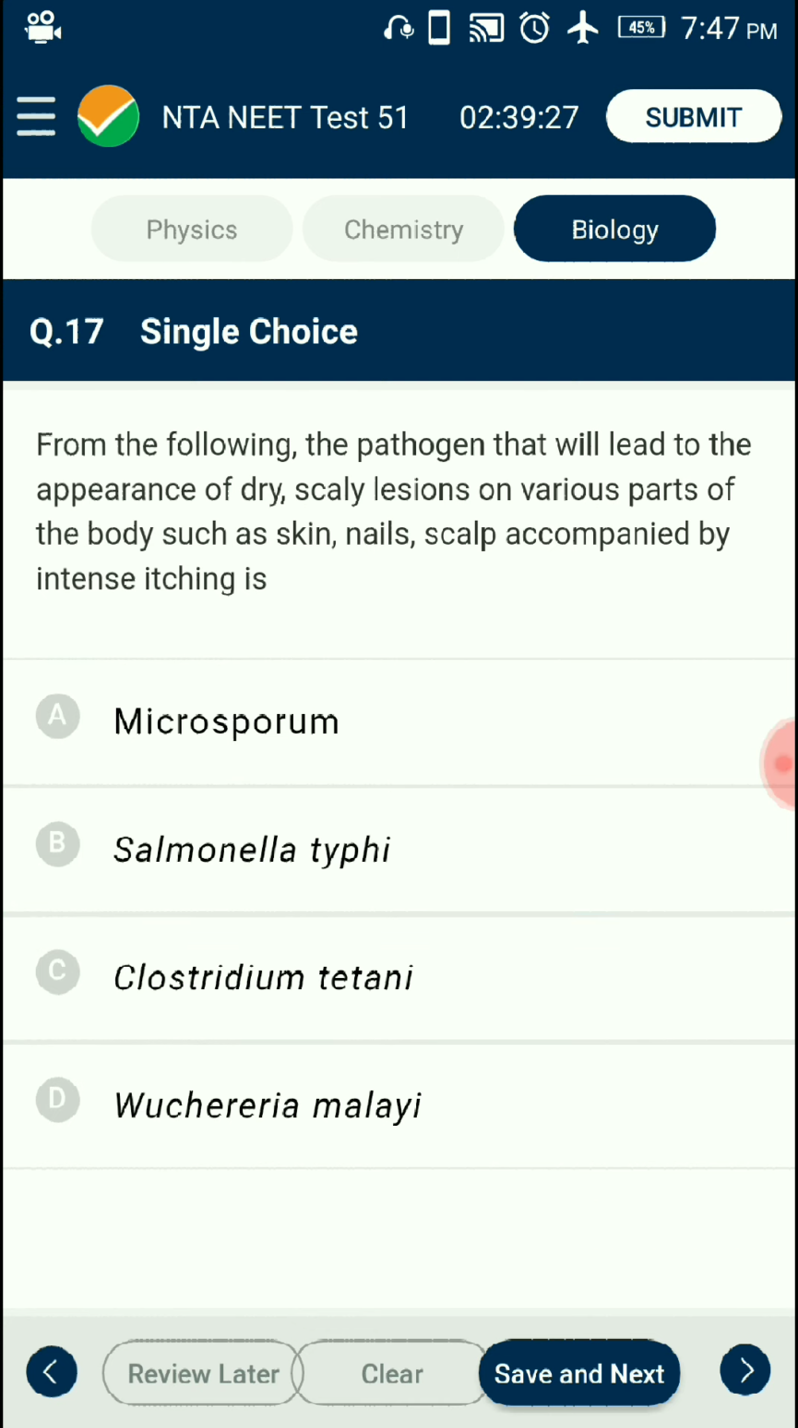Question number 17. From the following, the pathogen that will lead to the appearance of dry, scaly lesions on various parts of the body such as skin, nails, scalp, accompanied by intense itching is. Ringworm is a common disease in man caused by fungi belonging to the genera Microsporum, Trichophyton and Epidermophyton. The main symptoms include appearance of dry, scaly lesions on various parts of the body such as skin, nails and scalp. Intense itching is observed on the lesions. So the answer is option A, Microsporum.